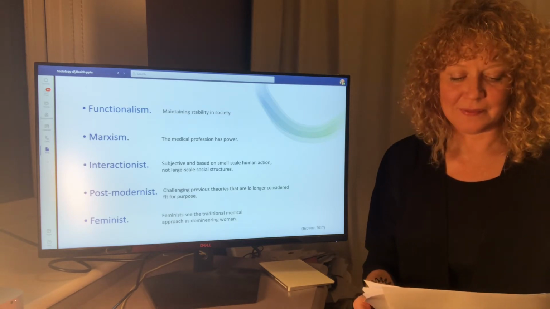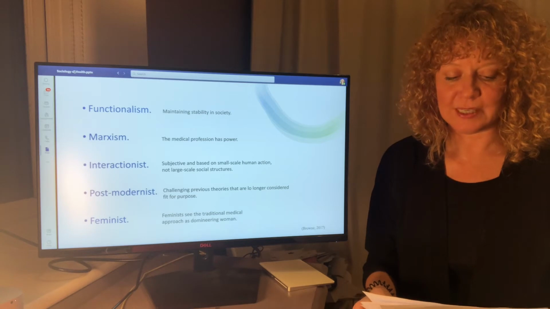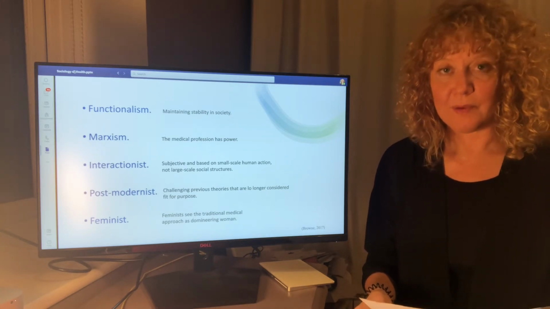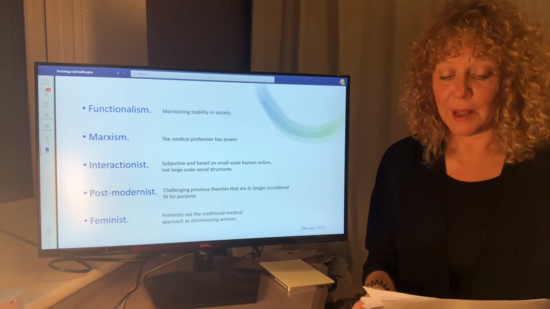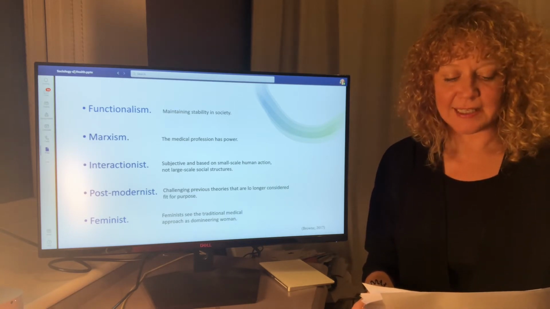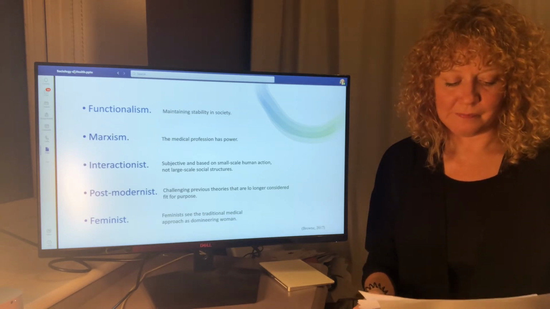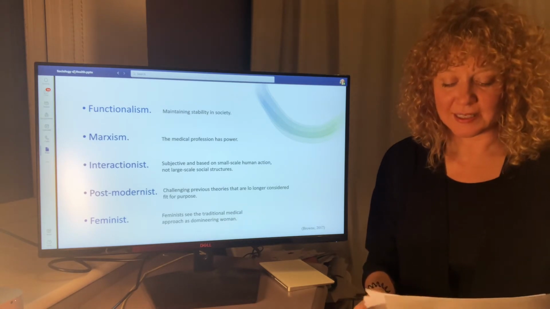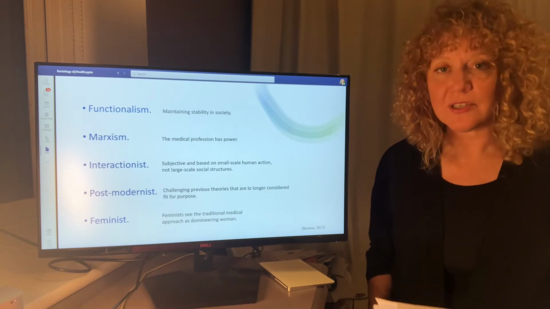Feminist theory. Feminists see women as oppressed, excluded and restricted by a society where men hold power. Girls fulfil society's construct of femininity and boys fulfil the masculine construct. In the health context, feminists see the traditional medical approach as dominating women. Quite clearly, each of these sociological viewpoints contrasts with the others in their causes and consequences. Let's go on to look at the models of health.